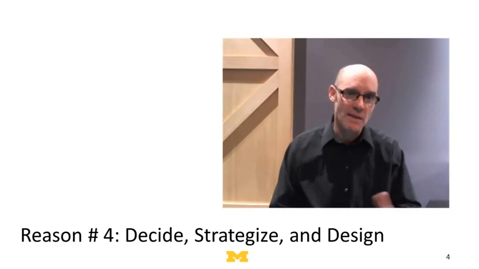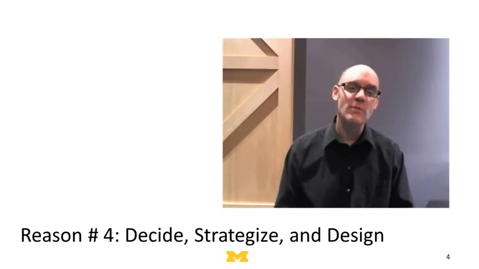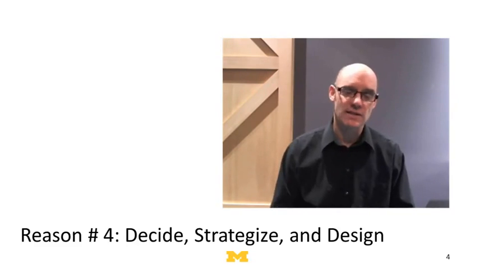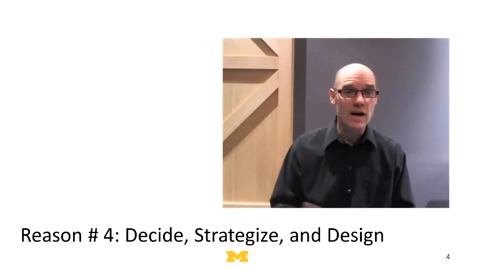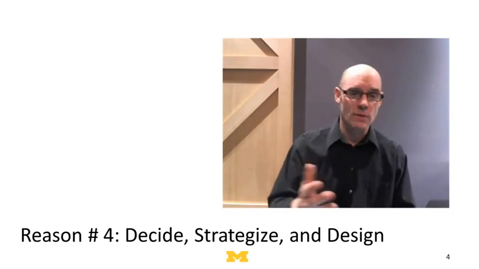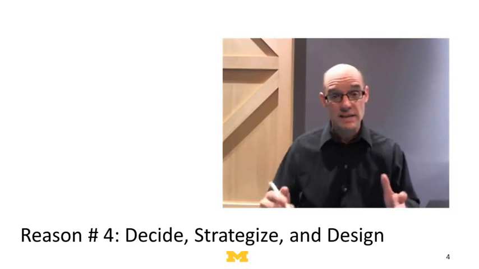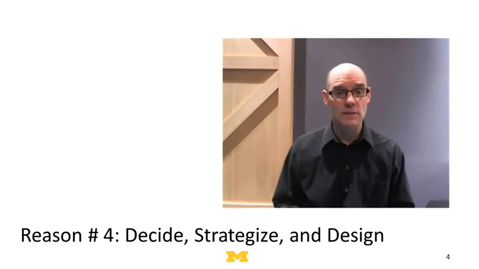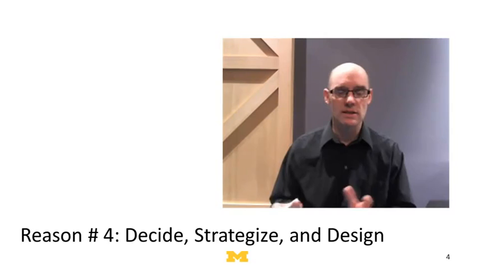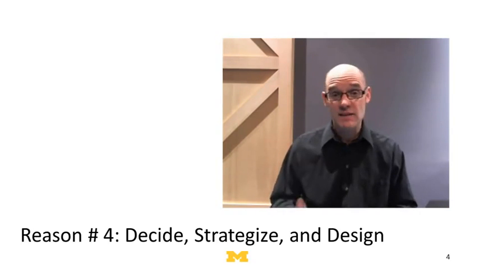But I just want to lay them out there, this first lecture. So reason number four: to decide, strategize, and design. When you've got to make a decision, whether you're the President of the United States or you're running your local PTO organization, it's helpful to be able to structure that information in a way to make better decisions. So we'll learn about things like decision trees and game theory models to help us make better decisions and to strategize better.